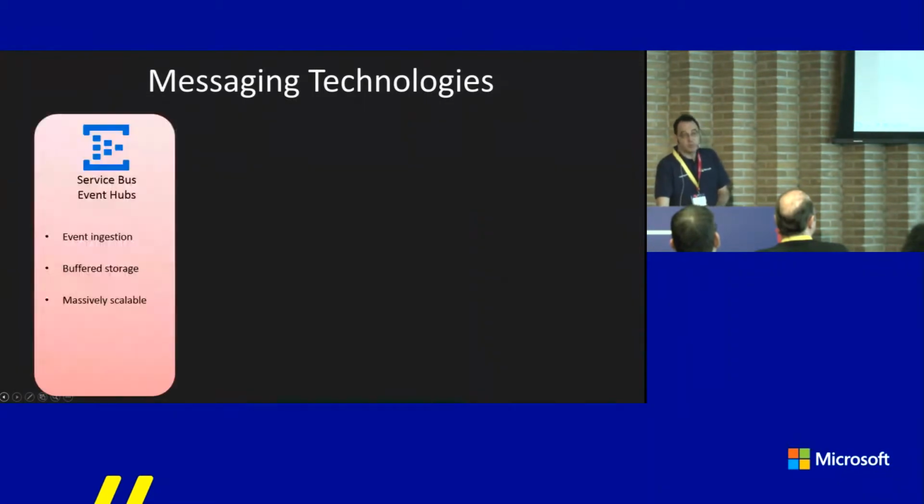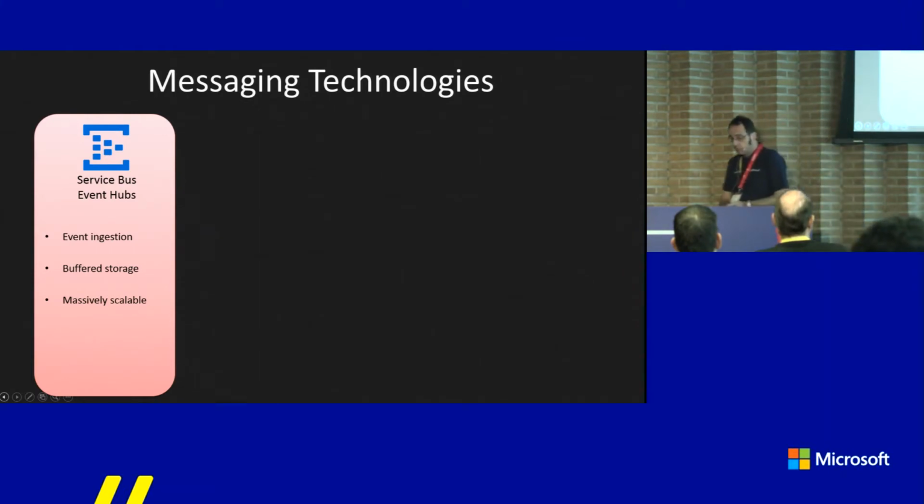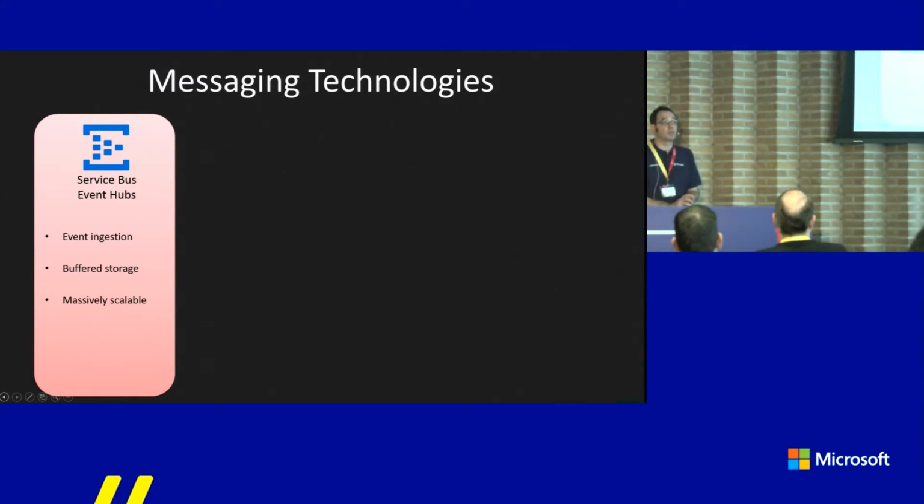So let's take a look at some of the messaging technologies that I'm going to talk about. First one, Service Bus Event Hubs. These are built for event ingestion. They provide something called buffered storage, and I'll talk about the architecture of that a bit later on. They're also massively scalable. I've talked about 200,000 messages a second, but some of the customers using Event Hubs are running up to millions of messages per second.